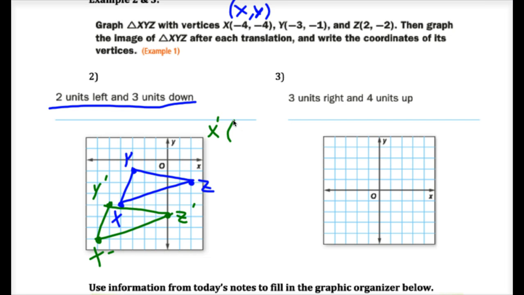X prime. Gracie McGuire, what's the point X prime now? Negative 6, comma negative 7. Okay. Ooh, little foreshadowing. You guys like foreshadowing? No. Look at point X, negative 4. Look at point X prime. Look at the numbers, how he translated it.